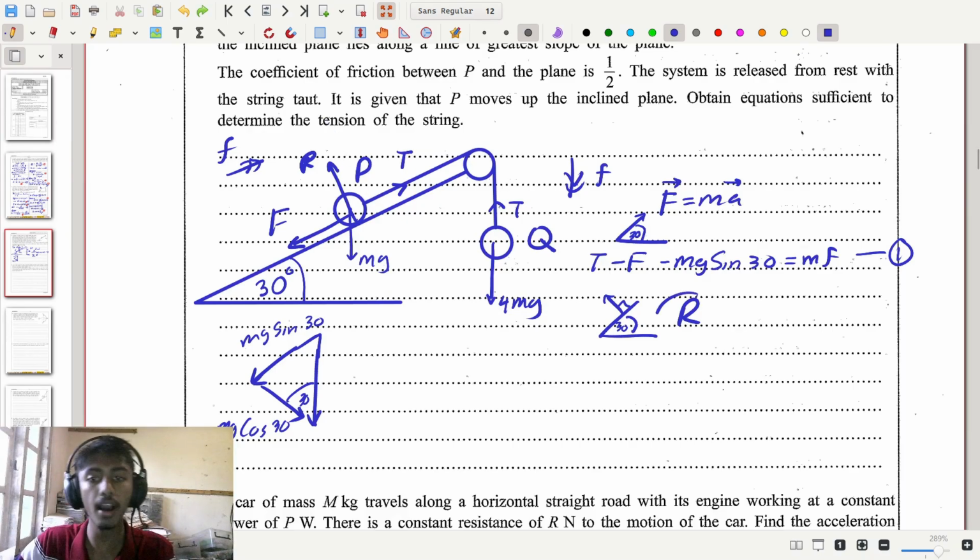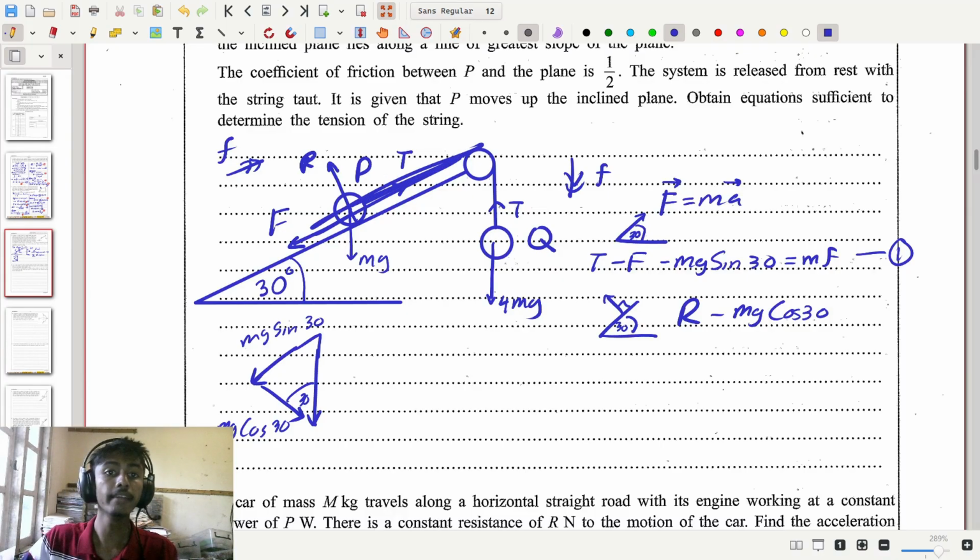So therefore I have R minus mg cosine 30. And other than that, on particle P, there are no other forces acting in that perpendicular direction. So this is all the forces, and considering the accelerations here, since our particle is going along this slope, there is no acceleration perpendicular to the slope. Due to that, the right hand side is going to be 0, since we have m times 0, which is of course 0. So from this equation we get R minus mg cosine 30 equals 0, which I'm going to call equation number 2.